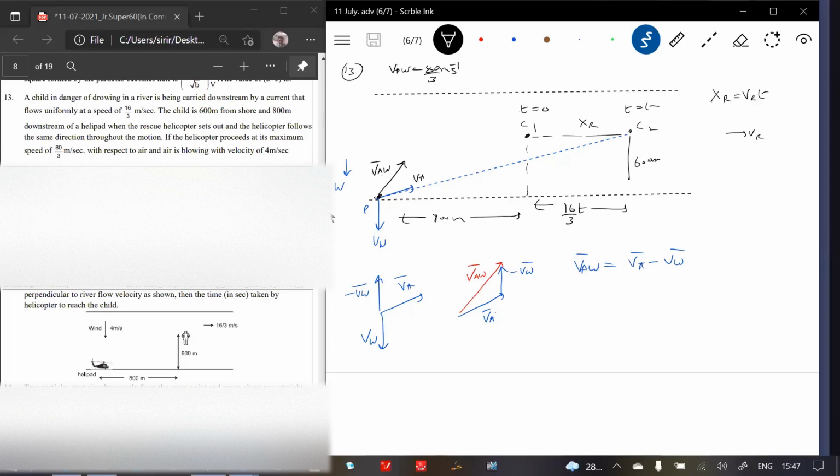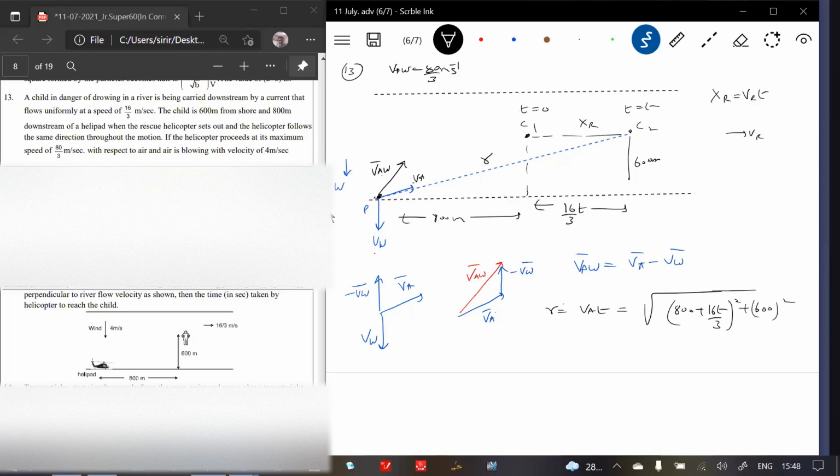We know VAW, we know VW. With that, what should you calculate? You should calculate VA. What is VA? Everything shall be called R. R equals VA into T, and this is in fact equal to how much? 800. It is here. Can we solve this for T?